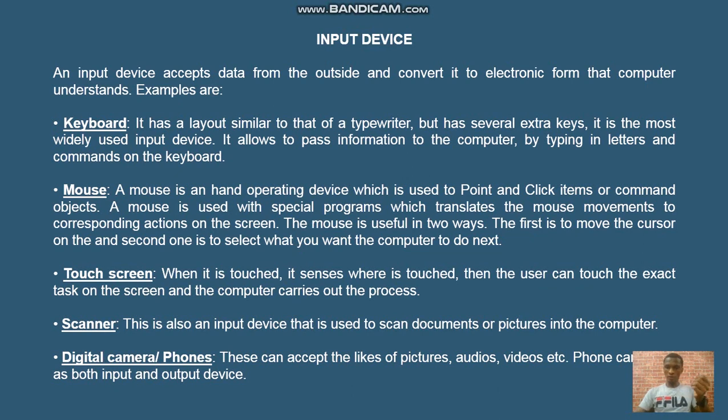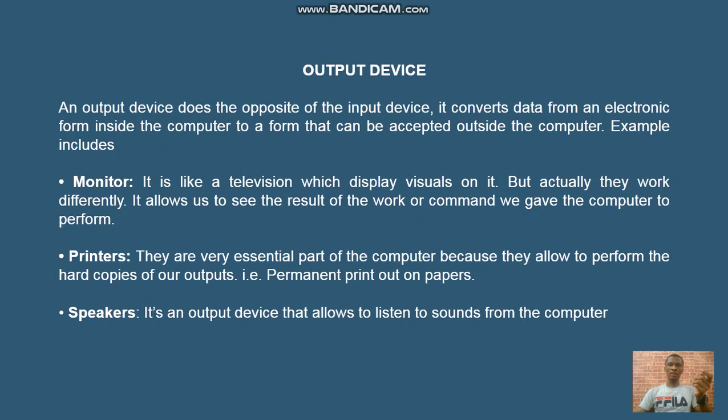Now we are moving over to the next part, which is the output device. What is an output device? An output device does the opposite of an input device. So this time it converts data from an electronic form inside the computer to a form that can be accepted outside the computer. Examples: monitor, printers, speakers. These are all output devices.